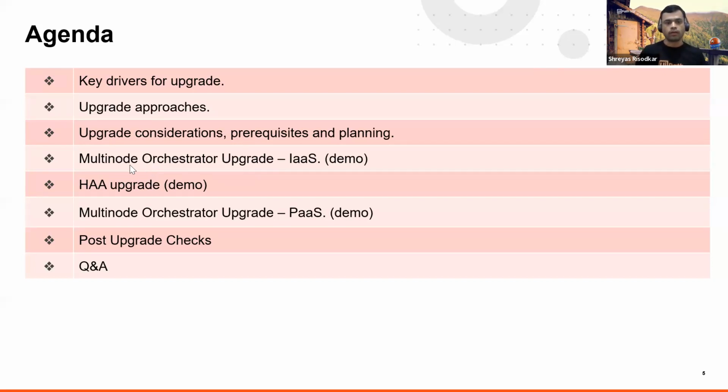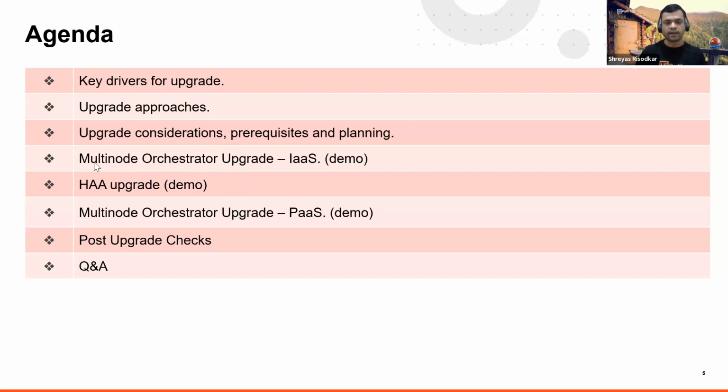We'll look to cover the multi-node orchestrator upgrade. Now you can have a single node orchestrator or a multi-node orchestrator scenario. We thought of taking a multi-node example because it is relatively a little more complicated as compared to a single node kind of setup. So it's like a superset of the single node setup. We'll try to show you how to go about performing a multi-node orchestrator upgrade.